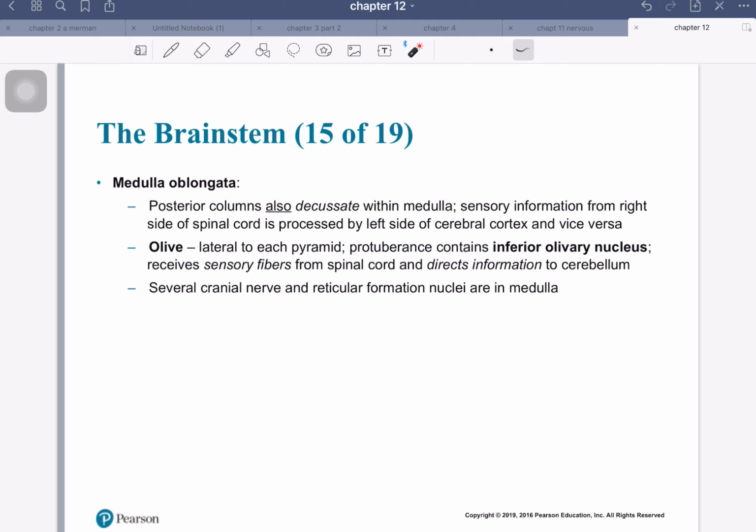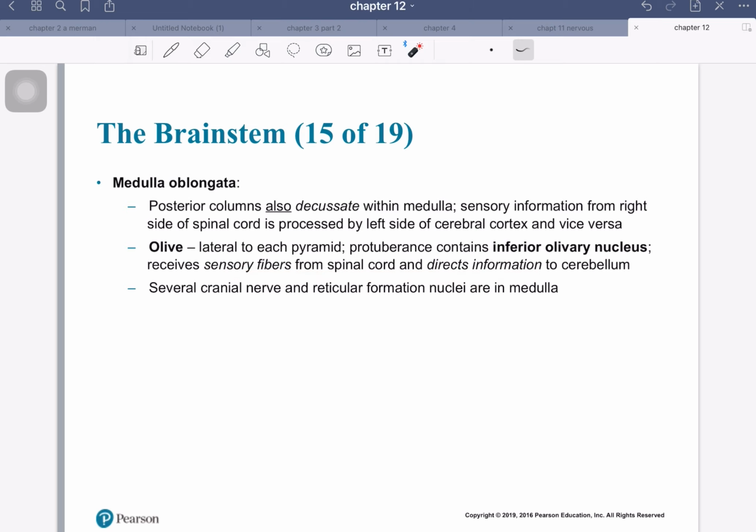Okay, so in the posterior columns, we also get decussation within the medulla. There are some decussations, and sensory information from the right side of the spinal cord is processed by the left side of the cerebral cortex and vice versa. The olive, there's an area called the olive, believe it or not, they called it like they saw it. This is lateral to each of the pyramids, and it's a protuberance, and it's something from the inferior olivary nucleus, and receives sensory fibers from the spinal cord and directs them to the cerebellum.